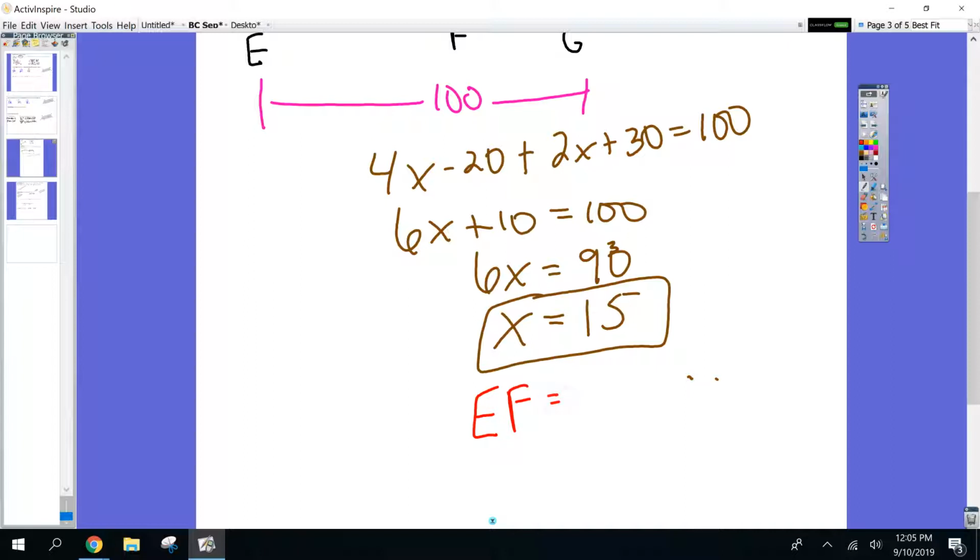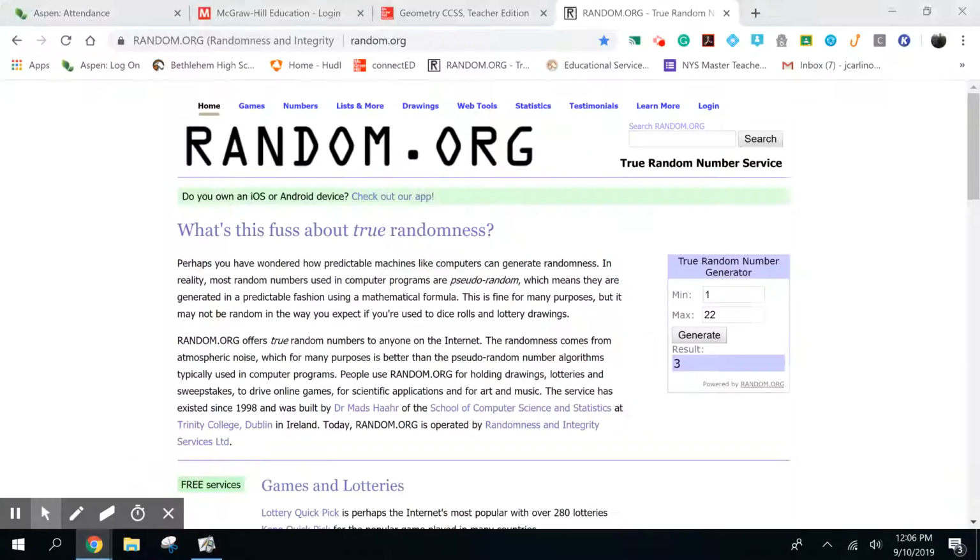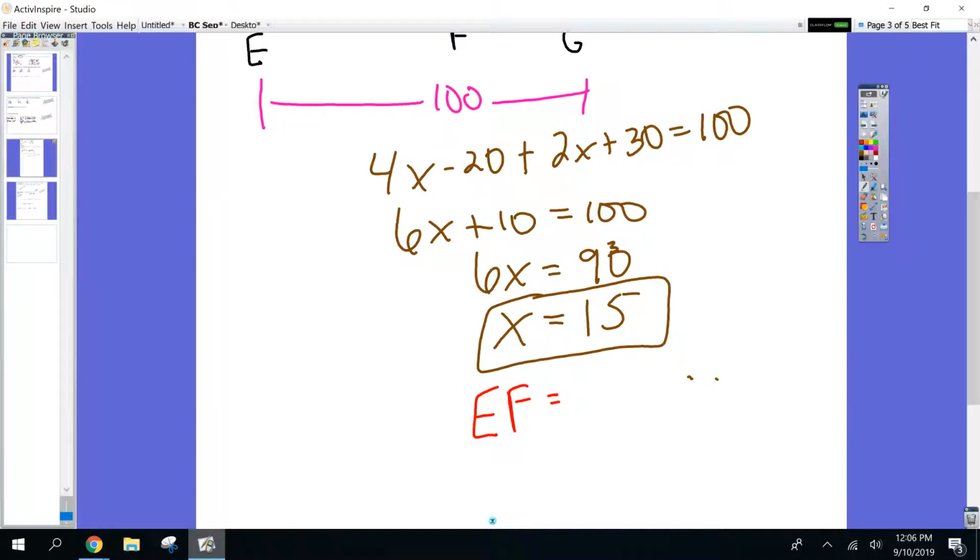Suggestion on how I find the actual length of EF. I don't want the full 4x minus 20. I want the actual length, please. 17. On fire today, boss. Now that I know x is 15, how do I find the length of EF?